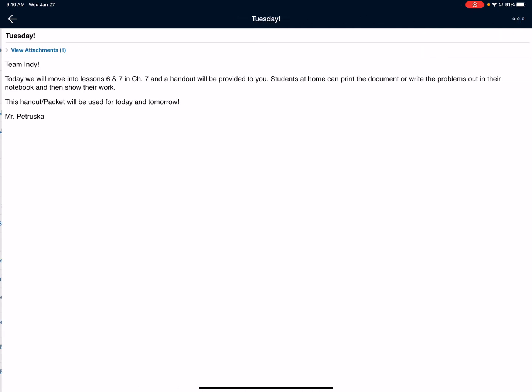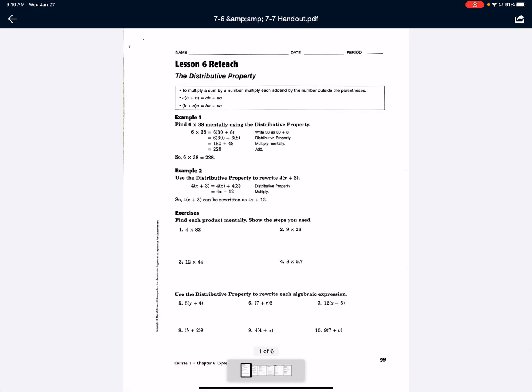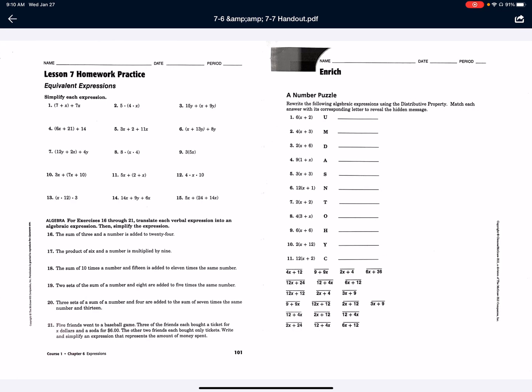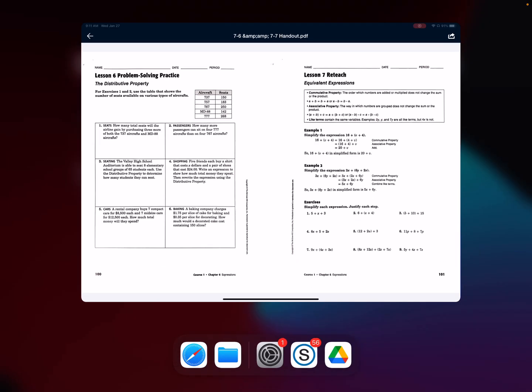So if you were to go into Tuesday's folder, here's the attachment. Again, we went through these pages together, these first couple, and today you're going to be doing lesson 7 homework practice. And at the bottom it's page 101. Now if you notice, this other page is 101, so I'm just kind of refreshing you with that.